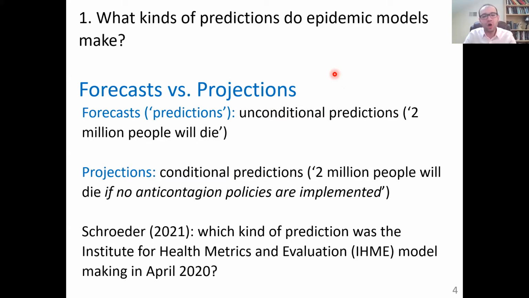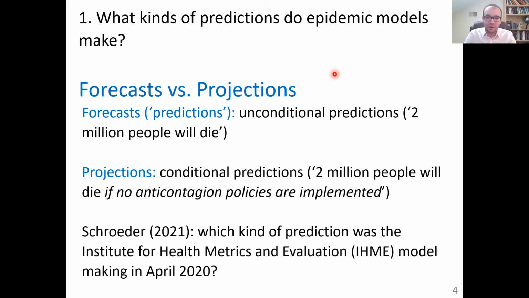A common distinction is made in this area between forecasts and projections, although the terminology isn't that standard and sometimes it's used confusingly. So forecasts are sometimes called predictions. Andrew Schroeder, in a short article in our journal, Philosophy of Medicine, recently helped to clarify the distinction this way. So we can think of forecasts as being unconditional predictions and projections as being conditional predictions.